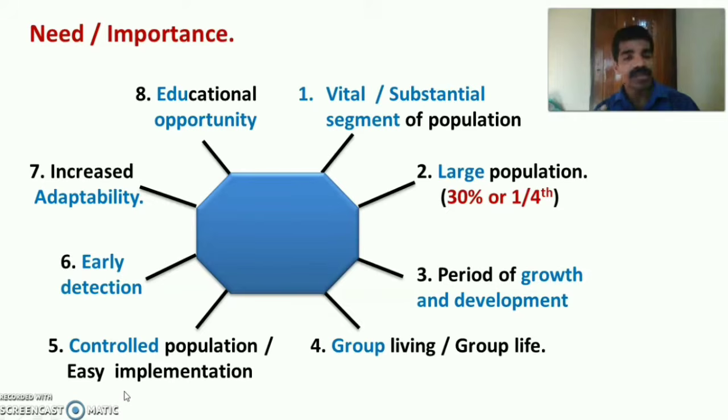The adaptability is more in school children. Whatever we impart, they adapt and they follow that and they are able to transfer to other people. So there is an increased adaptability. That is another need and importance of school health services. And last point is educational opportunity. School itself is an educational institution. It provides an opportunity to render health consciousness or health awareness or health information to the school children. So there are more educational opportunities in the school because school has a conducive environment for learning. So these are the 8 needs or importance of school health services.